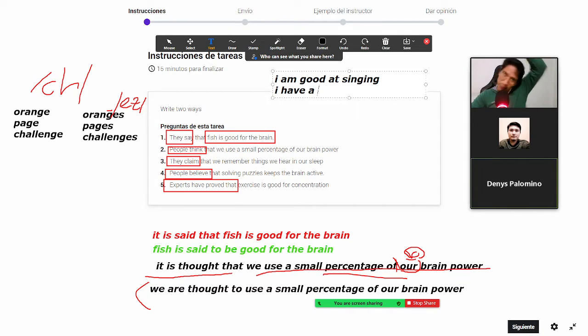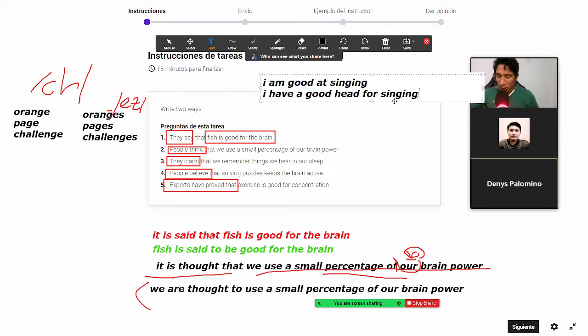I have a good head for singing. Okay? Tienes una buena cabeza para algo. You get it? Entonces, tú no vas a sonar como que muy botado. Oye, es que yo soy bueno cantando, ¿no? Entonces, puedes decir, well, I am thought to sing very well. Suenas un poco más humilde. ¿Me dejo entender?